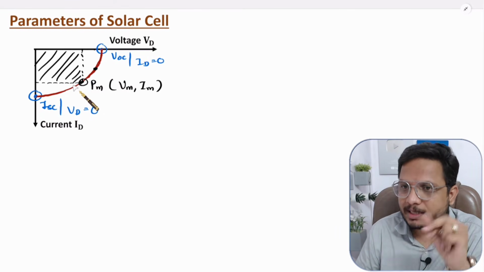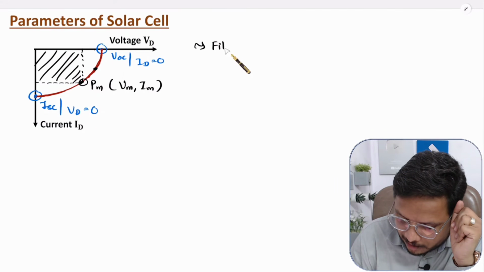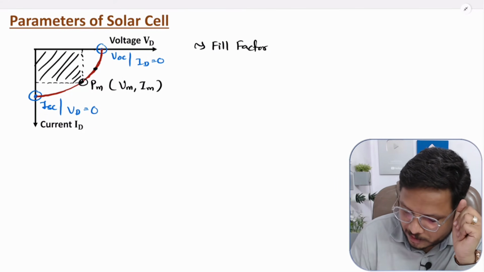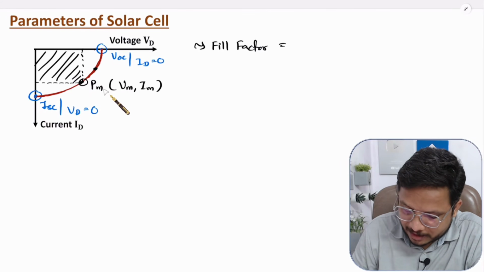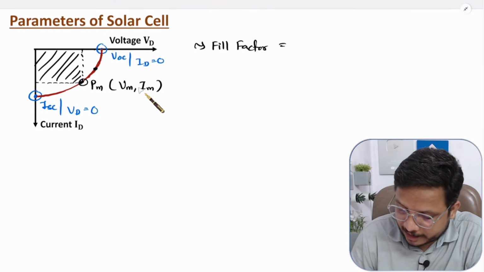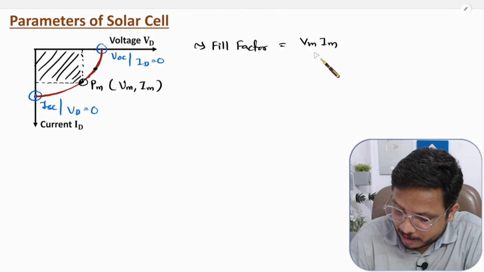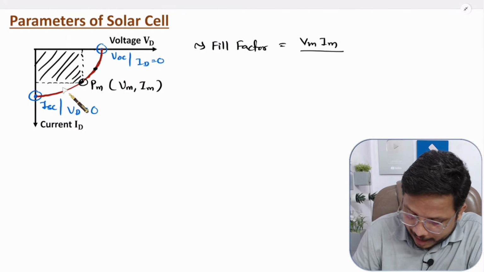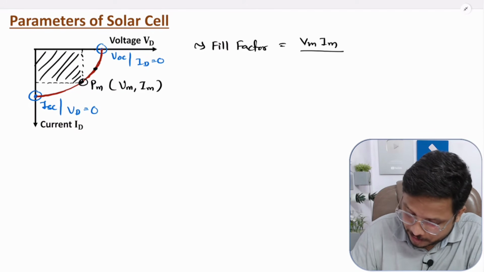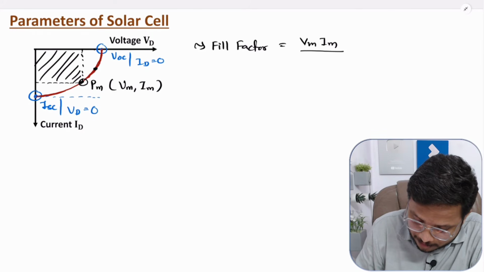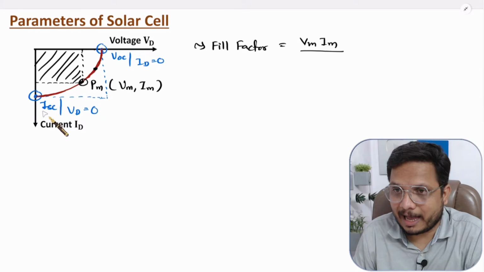Now let us try to understand what fill factor is. Let me note down fill factor. So what is fill factor? Fill factor is the maximum power generated. Maximum power generated is how much? That is Vm into Im, divided by the total area. So what is the total area? You see, that is that much, right? The total area is this much with respect to VOC and ISC.